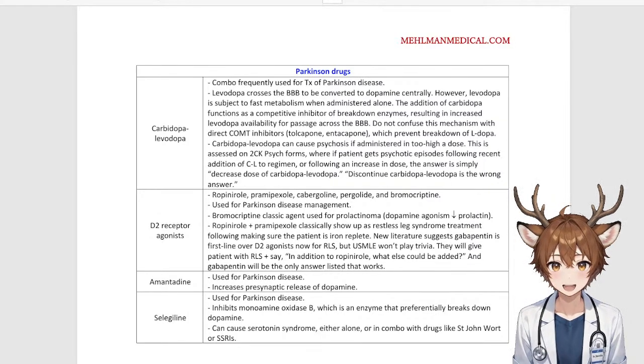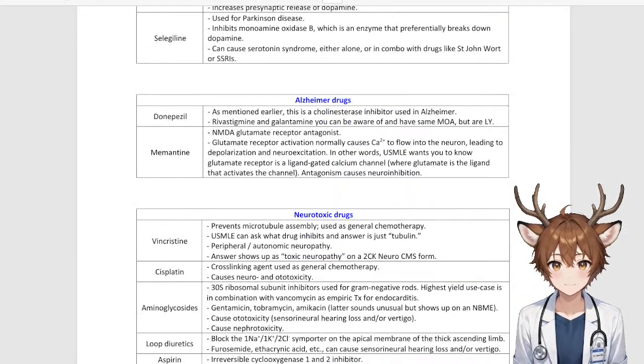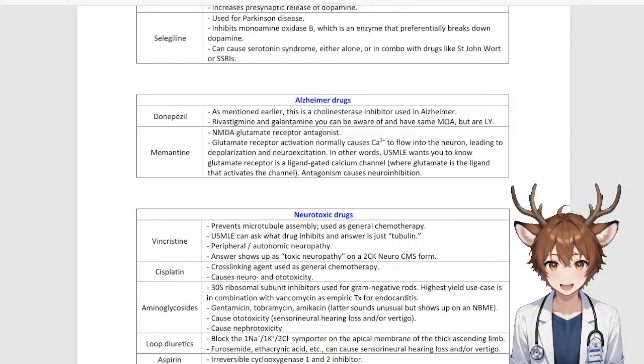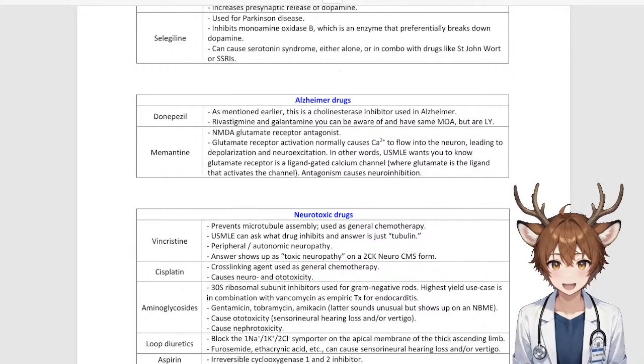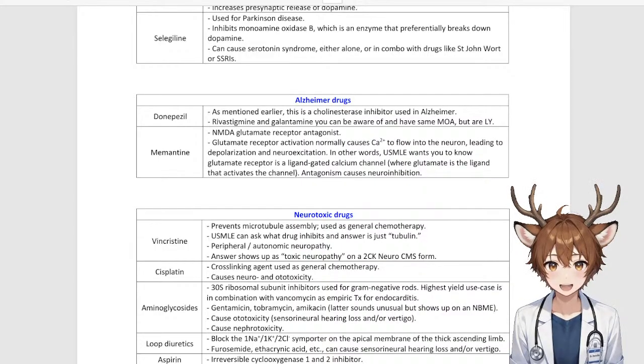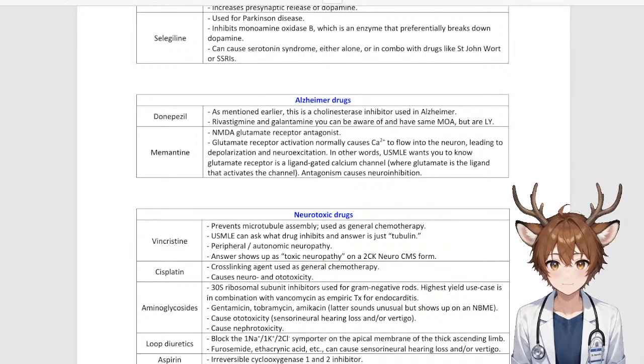Amantadine, used for Parkinson's disease, increases the presynaptic release of dopamine. Selegiline, used for Parkinson's disease, inhibits monoamine oxidase B, which is an enzyme that preferentially breaks down dopamine. It can cause serotonin syndrome either alone or in combination with drugs like St. John's wort or SSRIs.